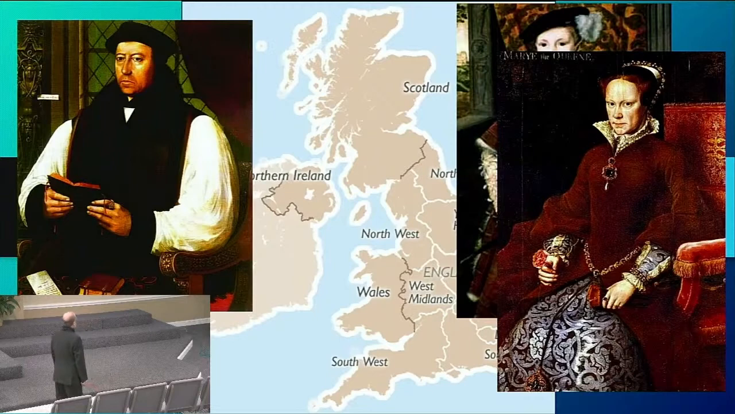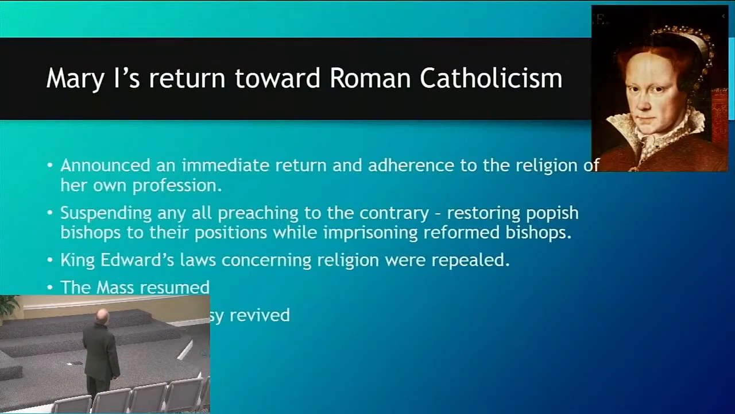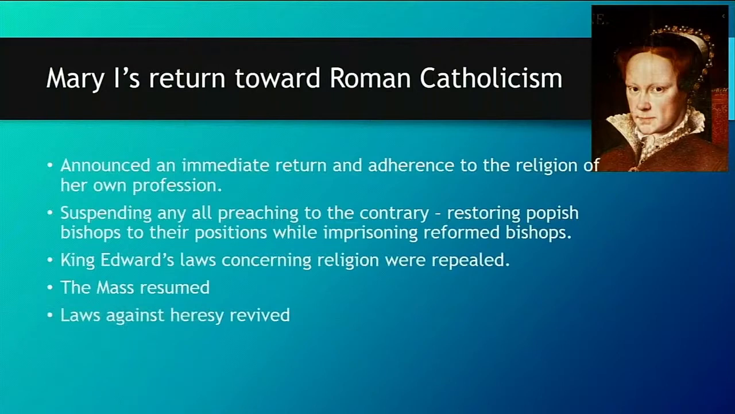So Mary is determined to bring the nation back under the Pope in every sense of the term. She announced an immediate return and adherence to the religion of her own profession. She suspended all preaching to the contrary. So in a decree, she kicked all of the Reformed preachers out of their pulpits. This is the control factor I'm talking about. In a Presbyterian system of government, the president can say, I wish to remove all the Presbyterian ministers out of their pulpits, and nobody cares because you don't have any power. But with her, all she has to do is say that, and it's done.